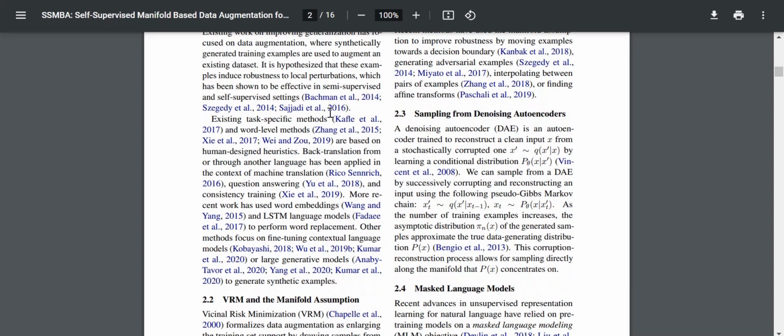Alright. So existing task-specific methods and word-level methods are based on human-designed heuristics. Back translation from or through another language has been applied in the context of machine translation, question answering, and consistency training. More recently, work has used word embeddings and LSTM language models to perform word replacement. Other methods focus on fine-tuning contextual language models or large generative models to generate synthetic examples.